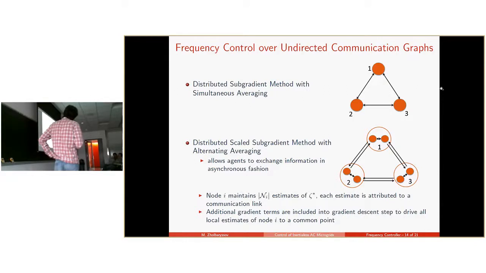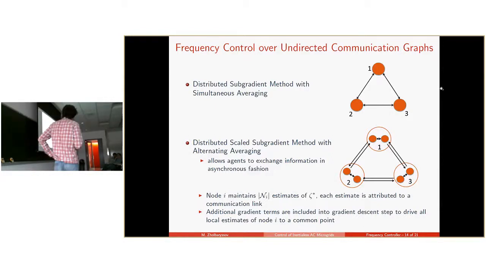Now, if we go back to the undirected case, the problem was that we had to assume simultaneous information exchange. So when node 1 and 2 perform averaging, they have to do it at the same iteration, right? Now here we propose another method which overcomes this limitation, and in this method, we basically let each node maintain one estimate for each communication link.